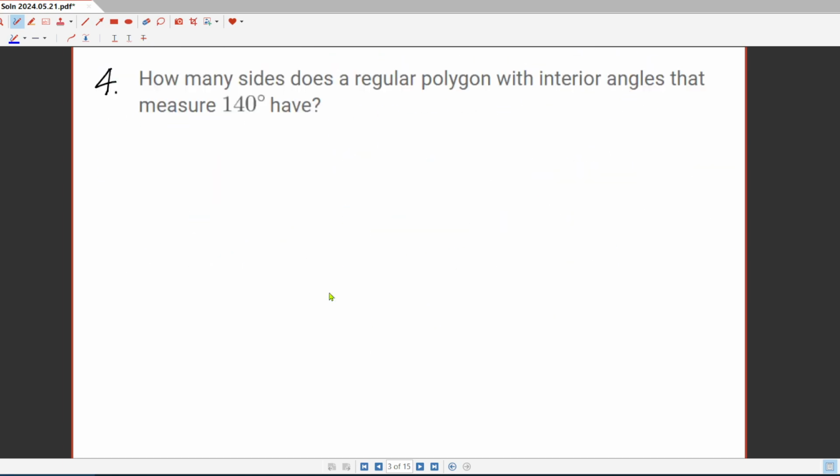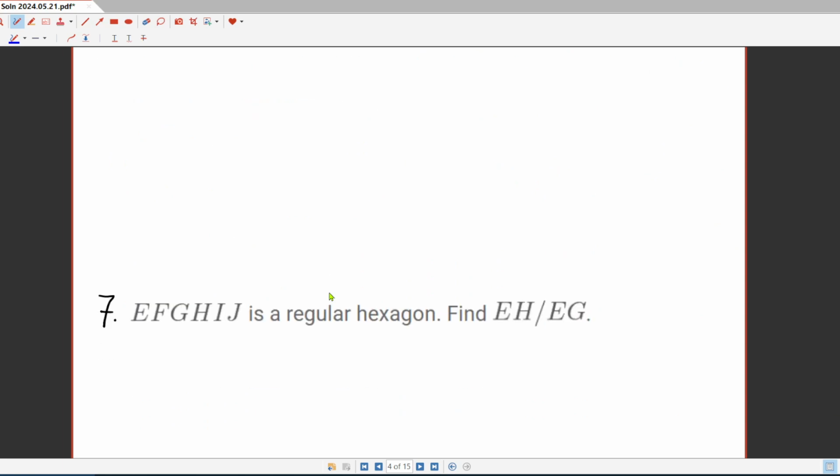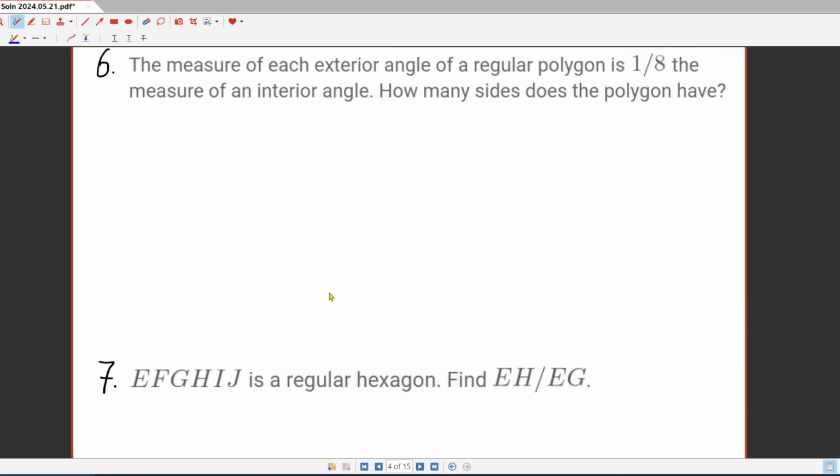Alright, if no questions, let's have a look at the next one. Question number 6. The measure of each exterior angle of a regular polygon is 1/8 of the measure of an interior angle. How many sides does the polygon have? So in this case, we could let the measure of each exterior angle be x.